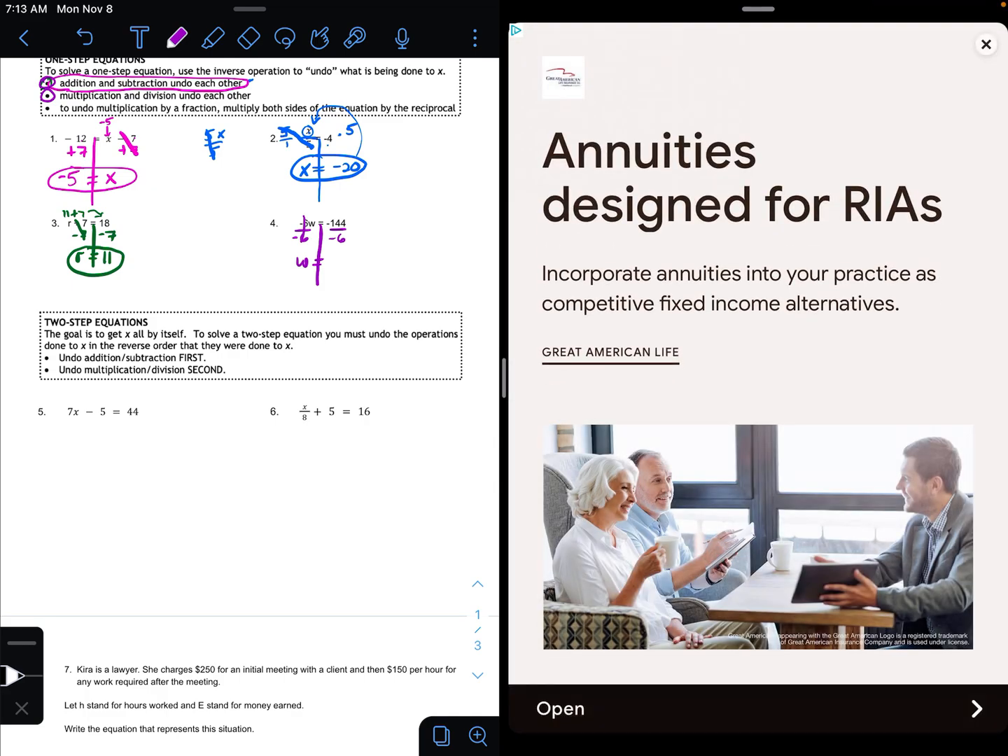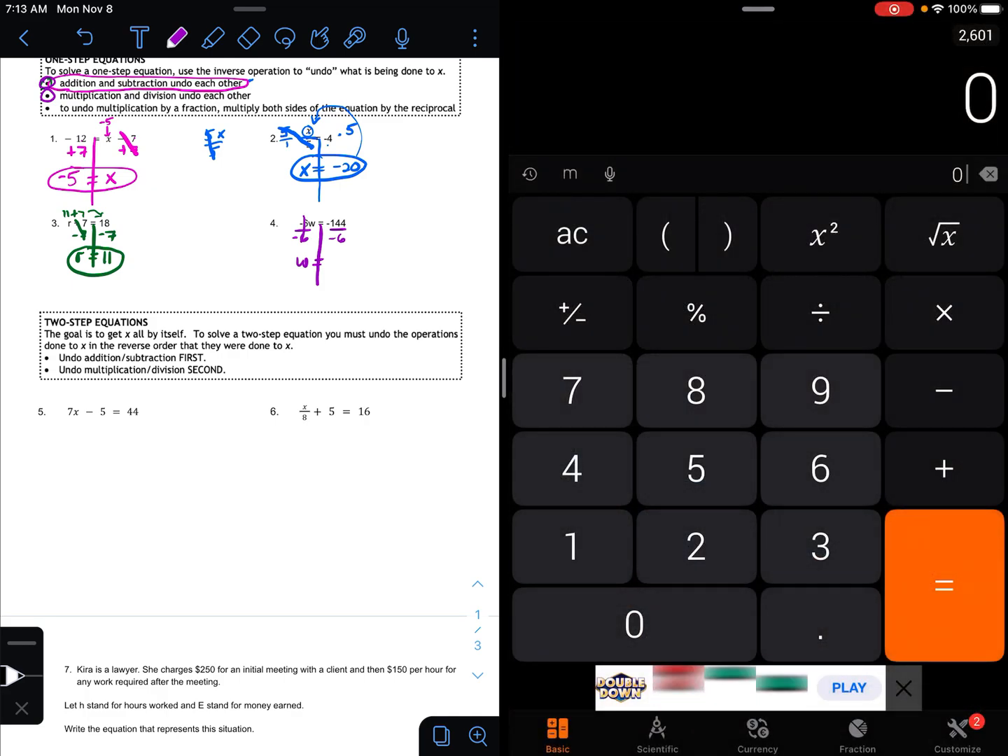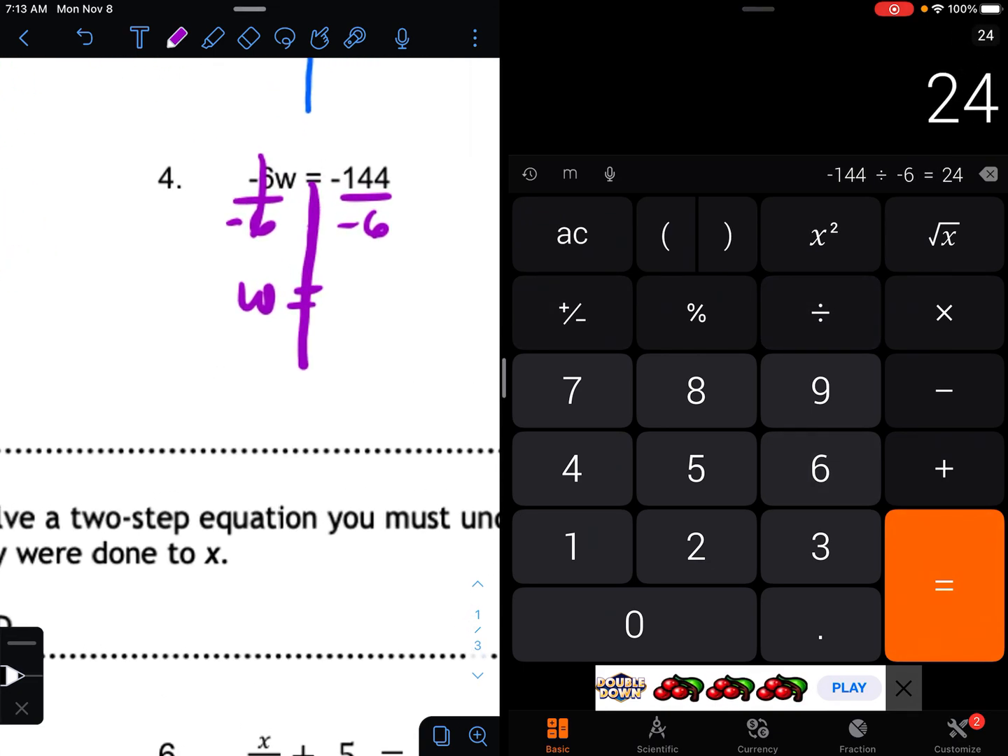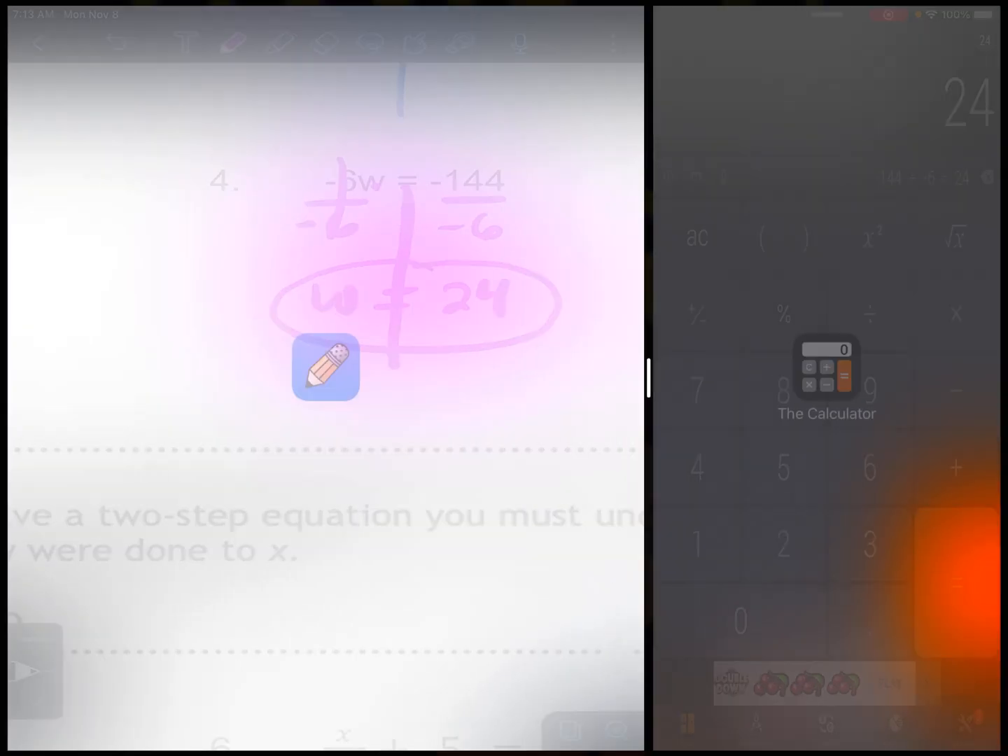And let's see if we can get this. All right, so negative 144 divided by negative 6 equals 24. All right, so w equals positive 24. Remember, a negative divided by a negative is a positive number. Negative 6 times positive 24 would equal negative 144.